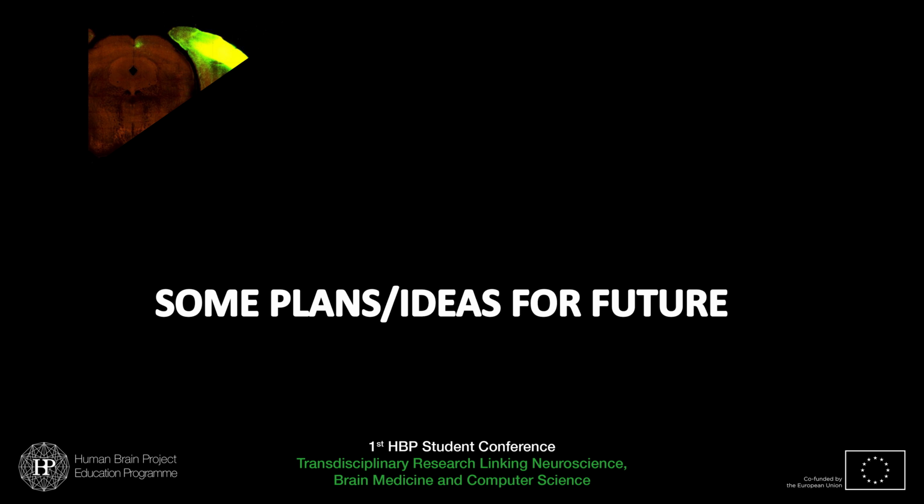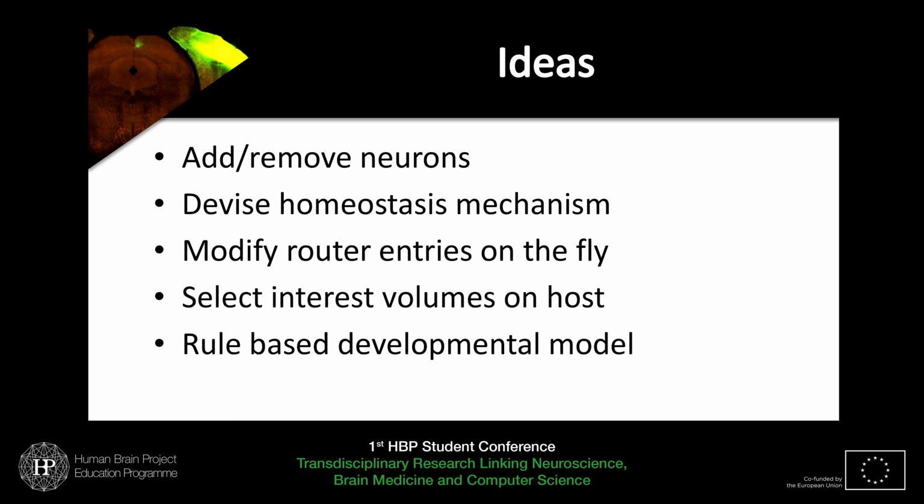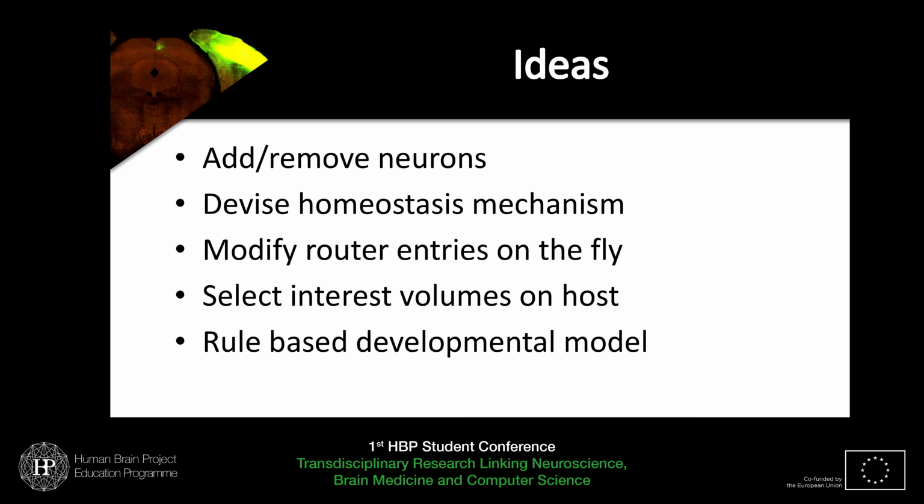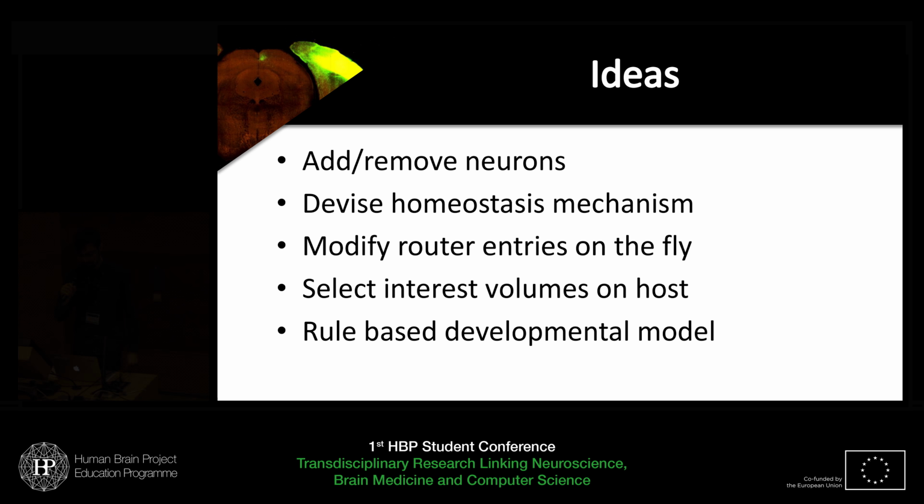Some other plans and ideas that we have: actually add or remove neurons, so neurogenesis. And devise a homeostasis mechanism for all of this. And potentially, which would be a very tricky thing indeed, modify router entries on the fly. If you don't know what that means, it's okay. Come and ask me.